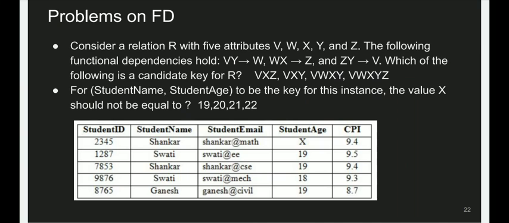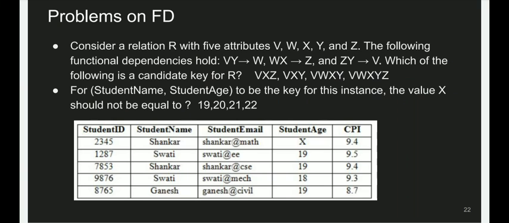The next question is, you are given an instance of a relation. They are asking for student name and student age to be a key, what value of x it should not be equal to. You are given four options: which value it should not be, so that student name and student age is a primary key. Clearly you can see that it is 19, as Shankar 19 already exists. We cannot have the same value Shankar 19, so it should not be 19, others are fine.